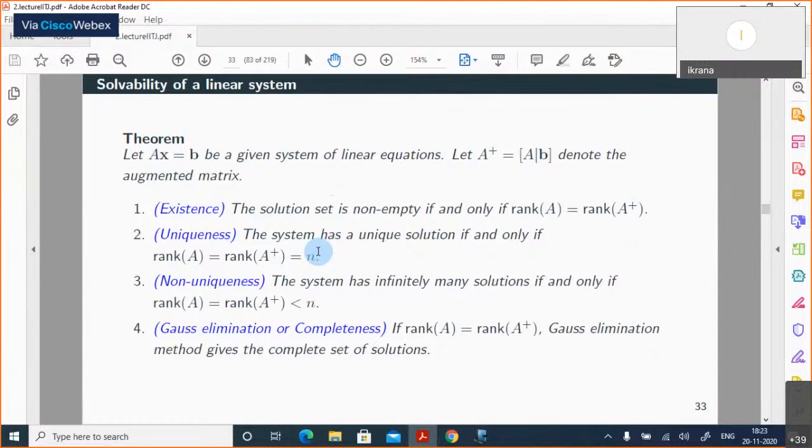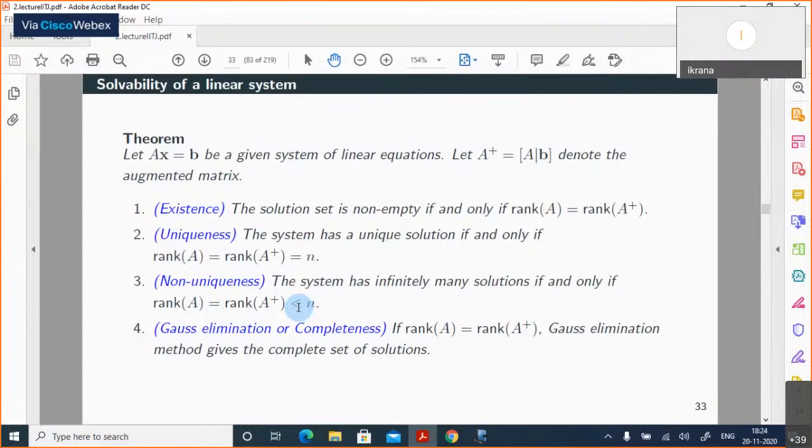Okay. If the rank of A is equal to the rank of A plus, the system is solvable, but the rank is less. That means what? There will be a row which will have something like a_r coefficients equal to something, right? And that r will be less than n. So there will be an equation involving more than one variable, right?